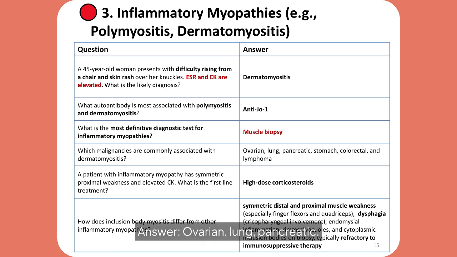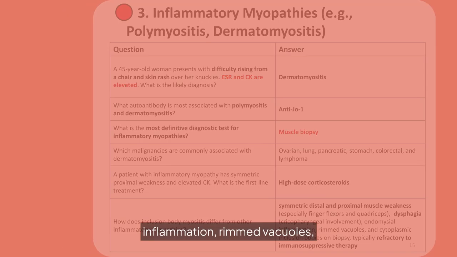How does inclusion body myositis differ from other inflammatory myopathies? Answer: it is characterized by symmetric distal and proximal muscle weakness, dysphagia due to cricopharyngeal involvement, endomysial inflammation, rimmed vacuoles, and cytoplasmic inclusion bodies on biopsy, and most importantly, it is typically refractory to immunosuppressive therapy.